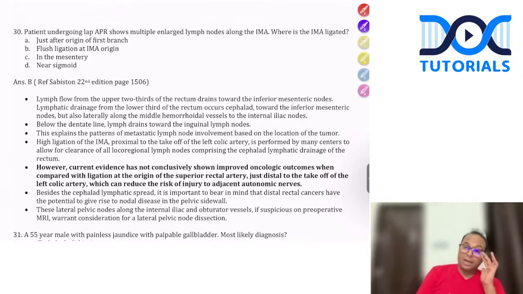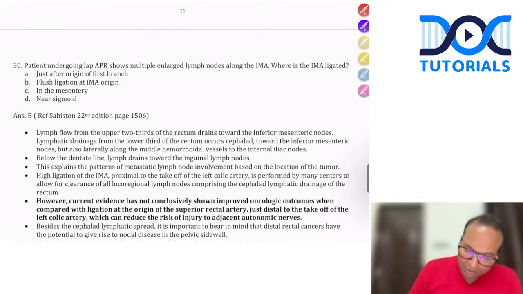A patient who underwent laparoscopic abdominoperineal resection shows multiple enlarged nodes along the IMA. Where is the IMA ligated? This is a classical question. Again, another controversy. I'm not sure what choices you had in the question paper. So this is the inferior mesenteric artery.